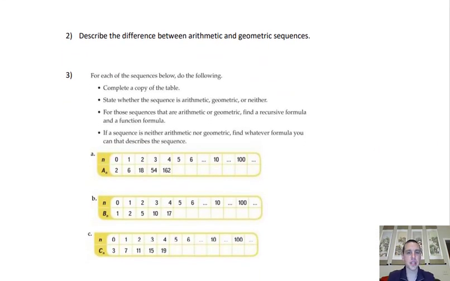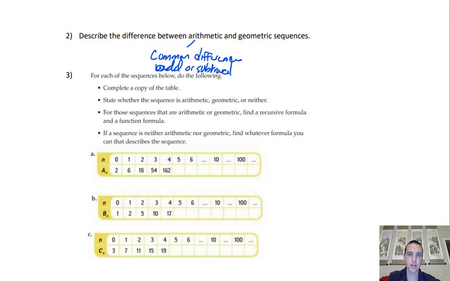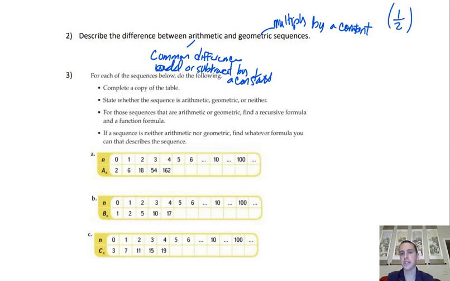So let's describe the difference between arithmetic and geometric, but just as a real quick thing, we're going to common difference here. We add or subtract by a constant. For geometric, we're going to multiply by a constant. Now, why do I say multiply? Because remember, if I'm dividing by 2, it's still saying I'm multiplying by a half. So you are multiplying by a constant. Just like I should have said added, you should add by a constant, it can be negative.